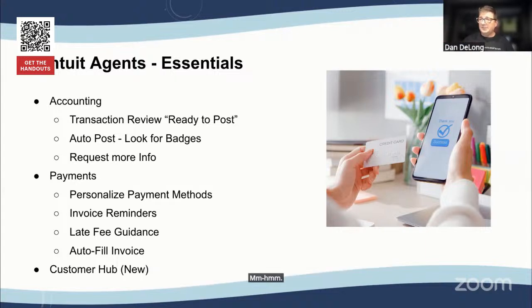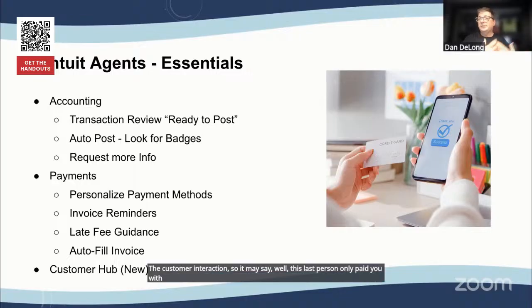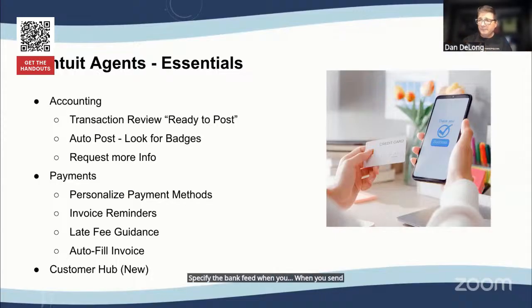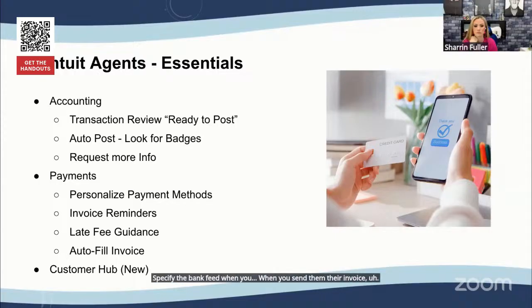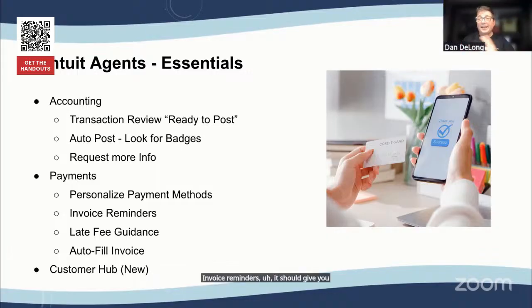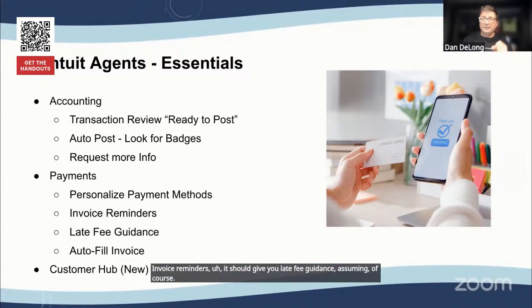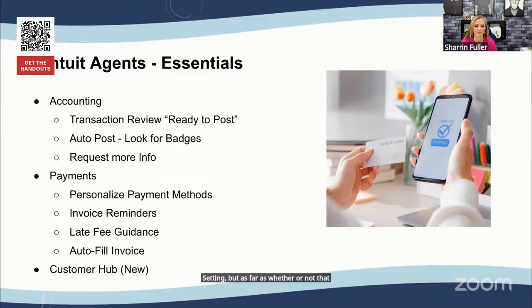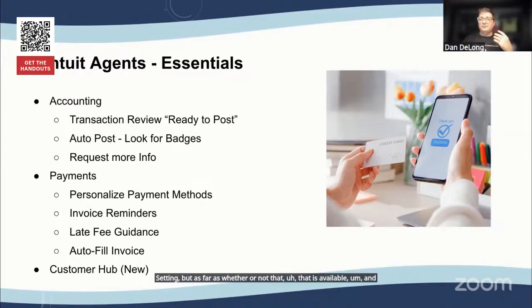Then in payments, the payments agent, you get personalized payment methods based off of the customer interaction. So it may say, well, this last person only paid you with bank feeds, so maybe you should only specify the bank feed when you send them their invoice. Invoice reminders. It should give you late fee guidance, assuming, of course, you've turned on the late fee setting, as far as whether or not that is available, and what options you have for late payments, and then of course using the autofill invoice.